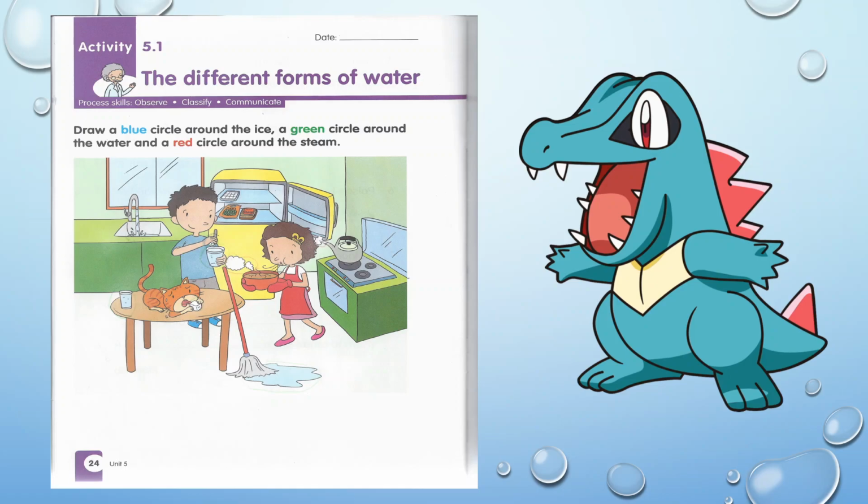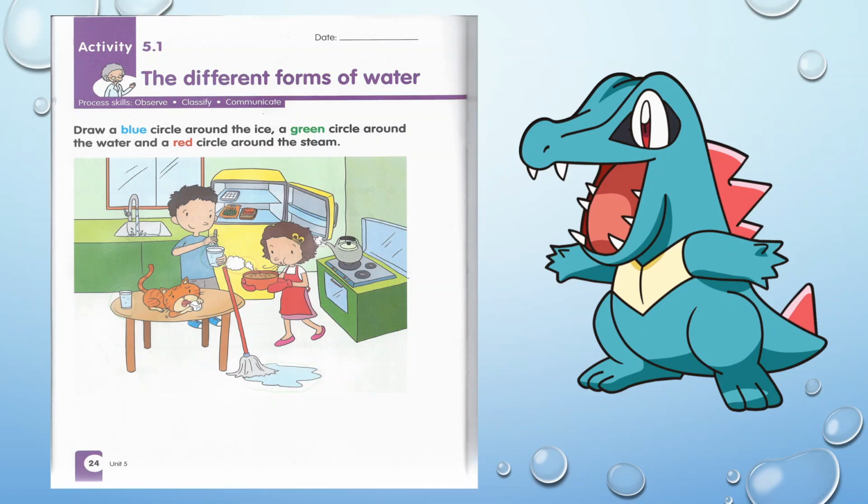Please open your activity book on page 24. You can pause the video and then we can check the answers together. Alright, so this is about the different forms of water. You have to draw a blue circle around ice, a green circle around water, and a red circle around steam. The blue circle will go with the ice cube on Joe's hand and the ice cubes in the freezer.